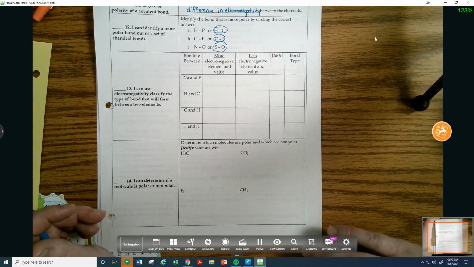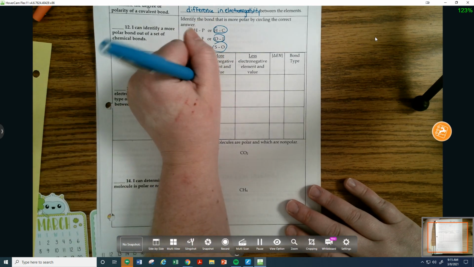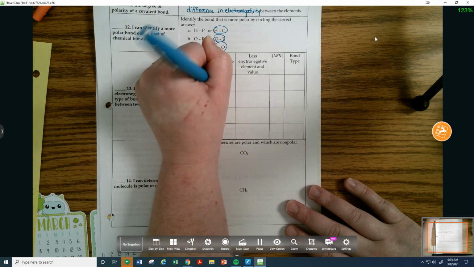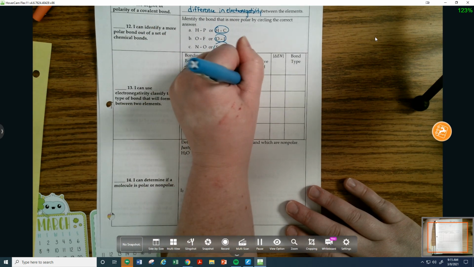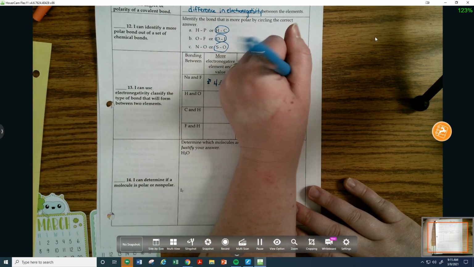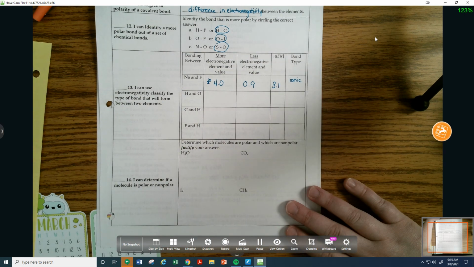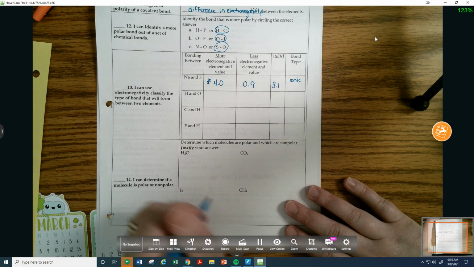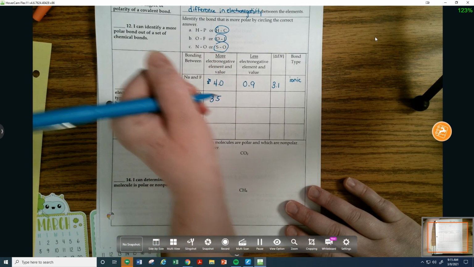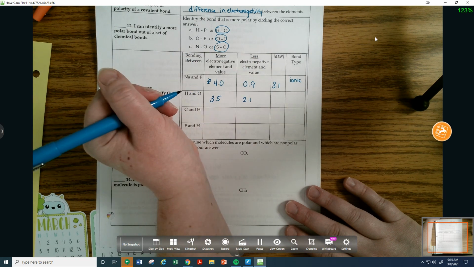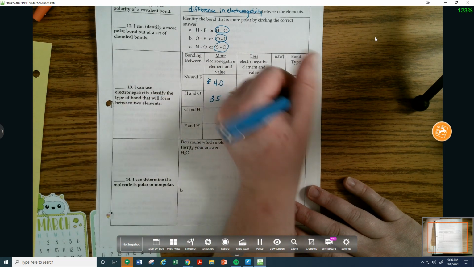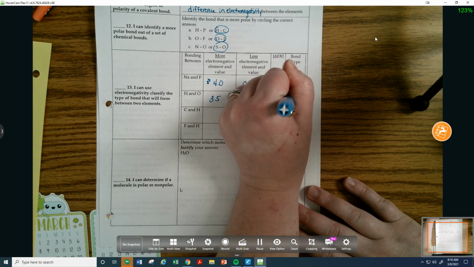Sodium has an electronegativity of 0.9 and F has 4. So the more electronegative is 4, sodium is 0.9. Your difference there results in 3.1. So that's definitely ionic. It's greater than 1.7. Hydrogen and oxygen, the more electronegative is the oxygen with 3.5. Hydrogen is 2.1. So our difference there is 1.4, and that's going to put us in the polar covalent range.